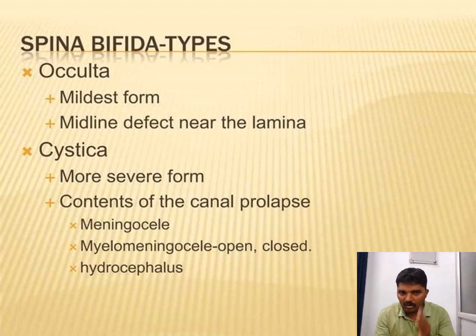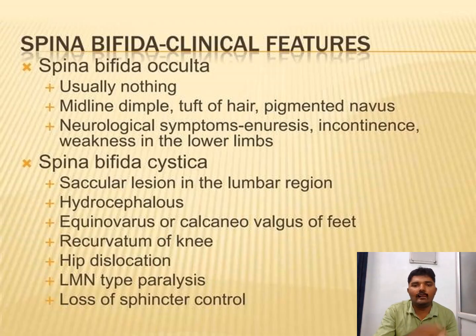Occulta is the mildest form, with a midline defect near the lamina. Cystica is the more severe form, where the contents of the canal prolapse: meningocele, myelomeningocele, open or closed, then hydrocephalus. Then we will go for spina bifida clinical features.